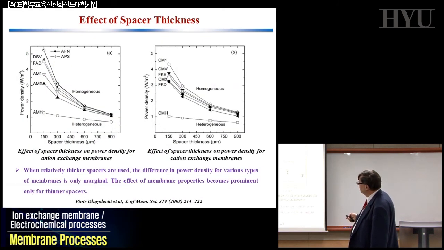Here again, evidence of the effect of the spacer thickness in terms of power density. You can see here how significant the decline of the power density can be when increasing the thickness of your spacers, both in homogeneous and also in heterogeneous systems. When relatively thicker spacers are used, the difference in power density for the various types of membrane is marginal. The effect of membrane properties becomes prominent only for thinner spacers. That is obvious because with thicker ones it is much easier to control boundary phenomena, which becomes much more complicated when you have a very thin spacer.